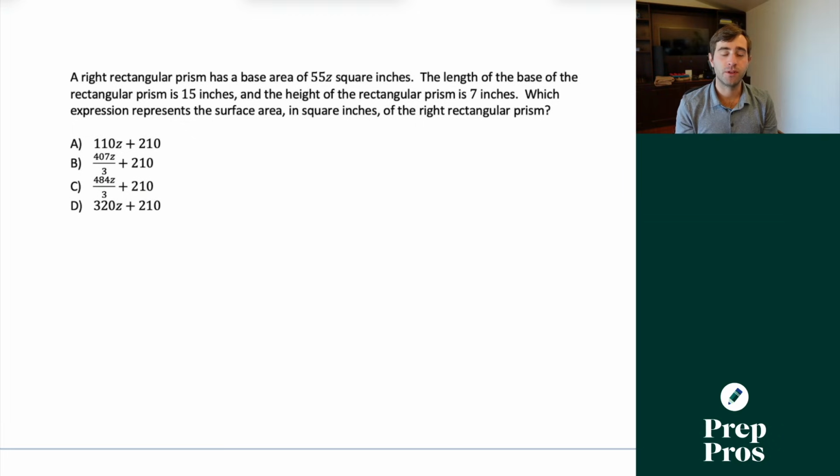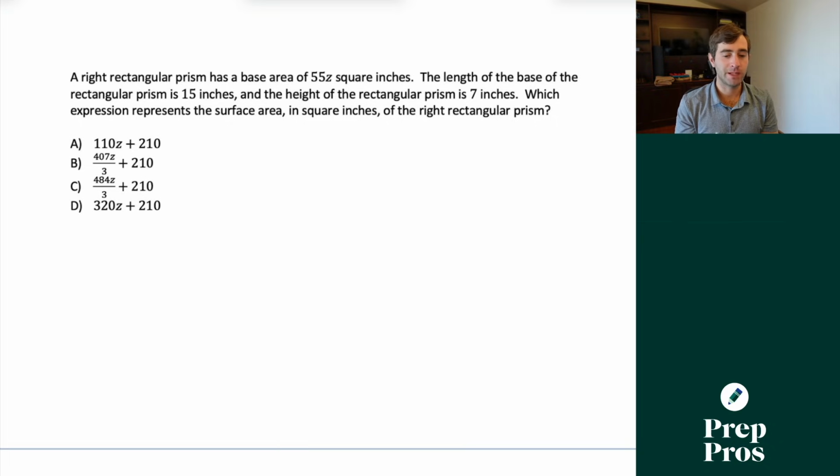Now, the next thing that feels really overwhelming for a lot of students are variable heavy shape questions. Now, if you do see these, they're probably actually the most straightforward of the varieties that you can see. You really just have to lean on your formulas and be very careful with all of your steps. So here, a right rectangular prism has a base area of 55 z square inches.